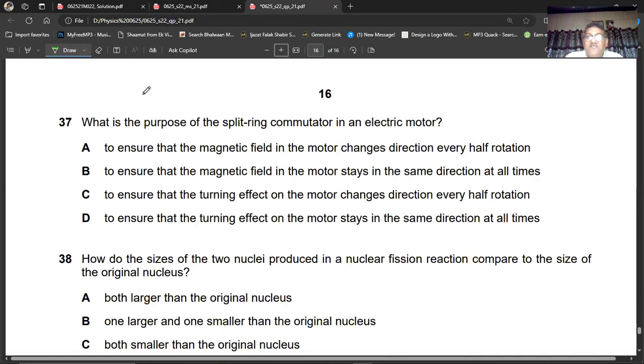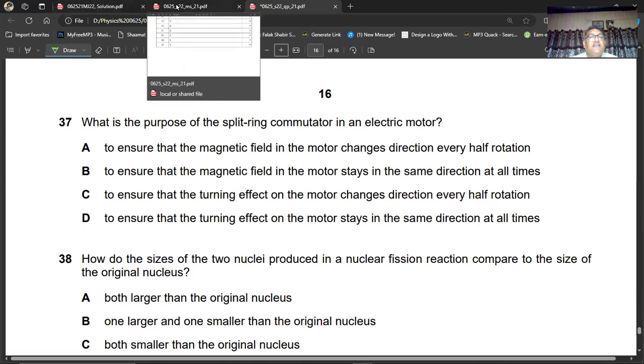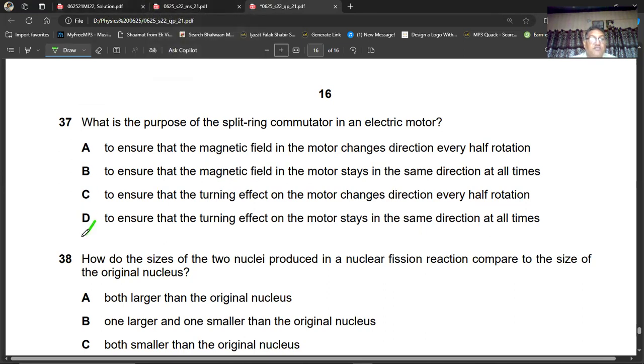So that's the function of the split ring commutator in an electric motor: to ensure that the turning effect on the motor stays in the same direction at all times, so that the motor rotates in the same direction. Okay, so I think D is the option. This statement looks the best to me.